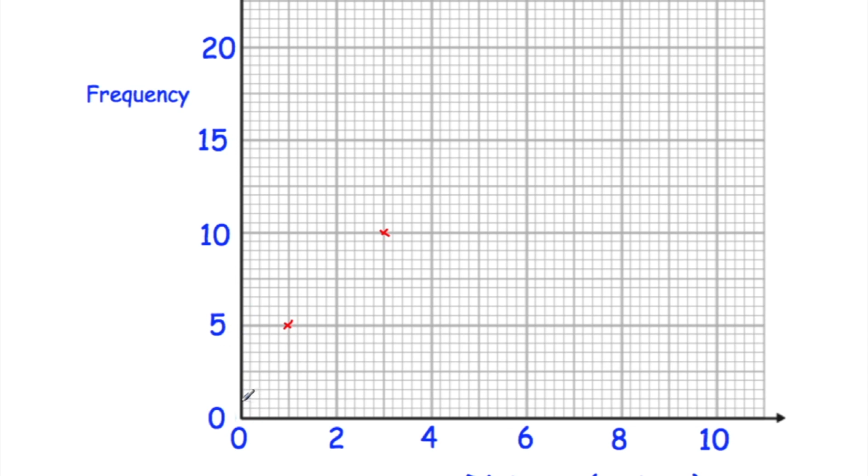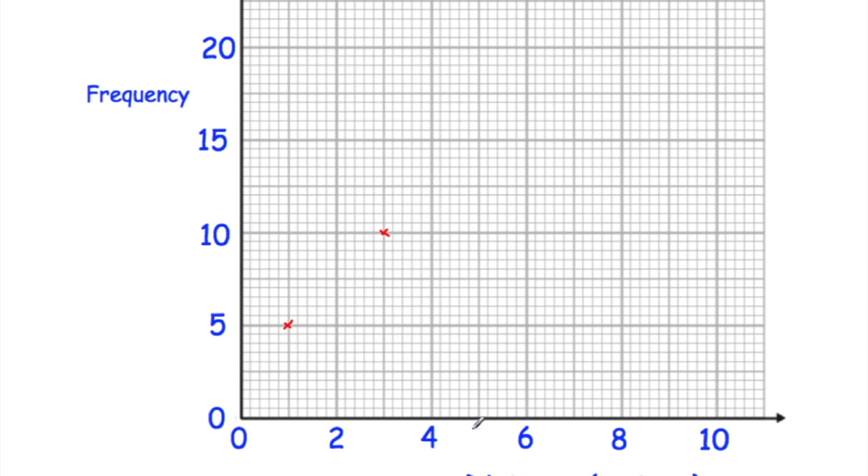So it'd be like a half, 1, 1 and a half, 2, 2 and a half, 3, 3 and a half, 4, 4 and a half, 5. So that means that each time we've got 2 boxes, we're going up 1. So that's 1, up another 2, 2, up another 2, 3, up another 2, 4, up another 2, 5.